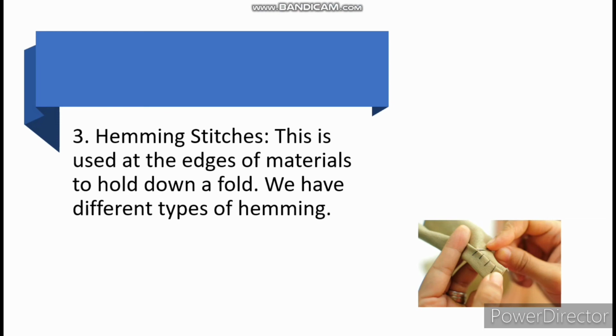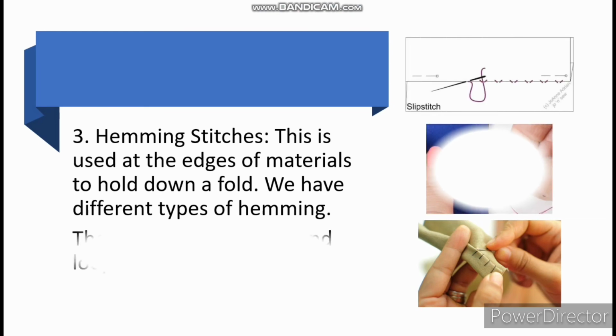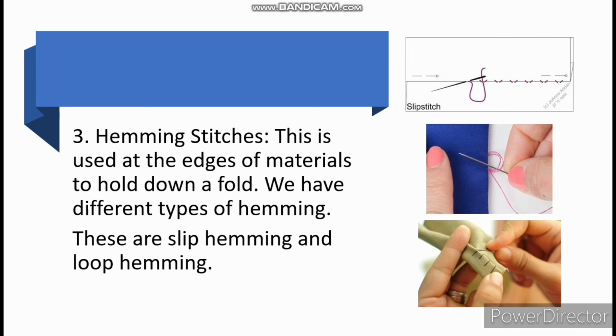We have different types of hemming stitches. We have slip hemming stitches and loop hemming stitches. Slipped hemming stitches show little on the right side of the material. It is the hemming at the lower part of the skirt. You can see them on skirts, dresses, and sleeves.